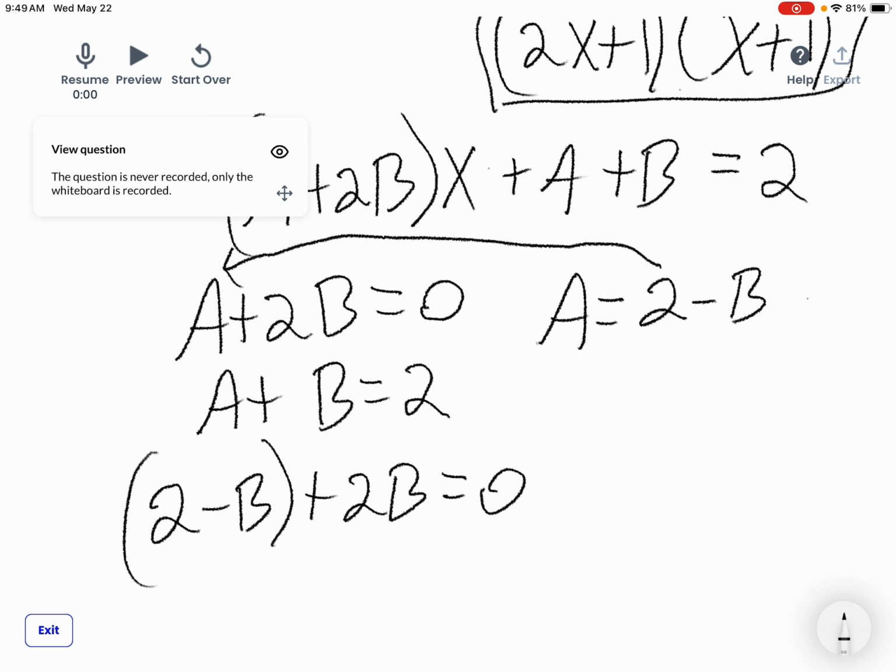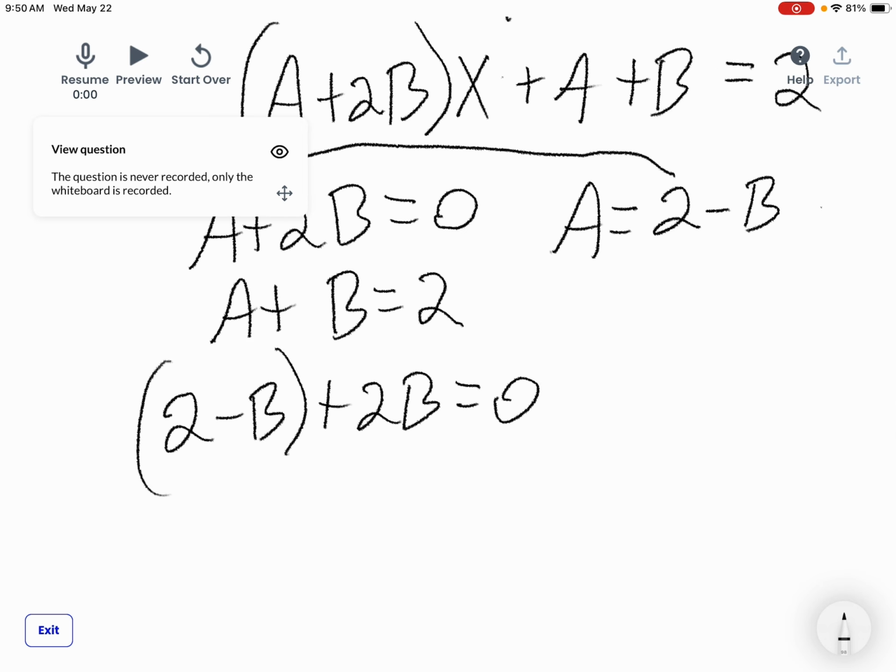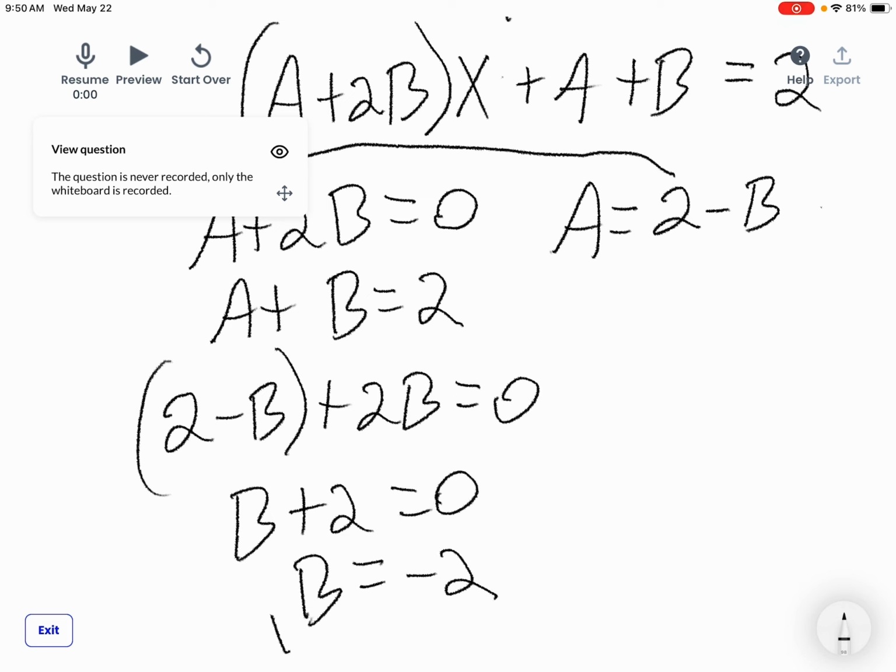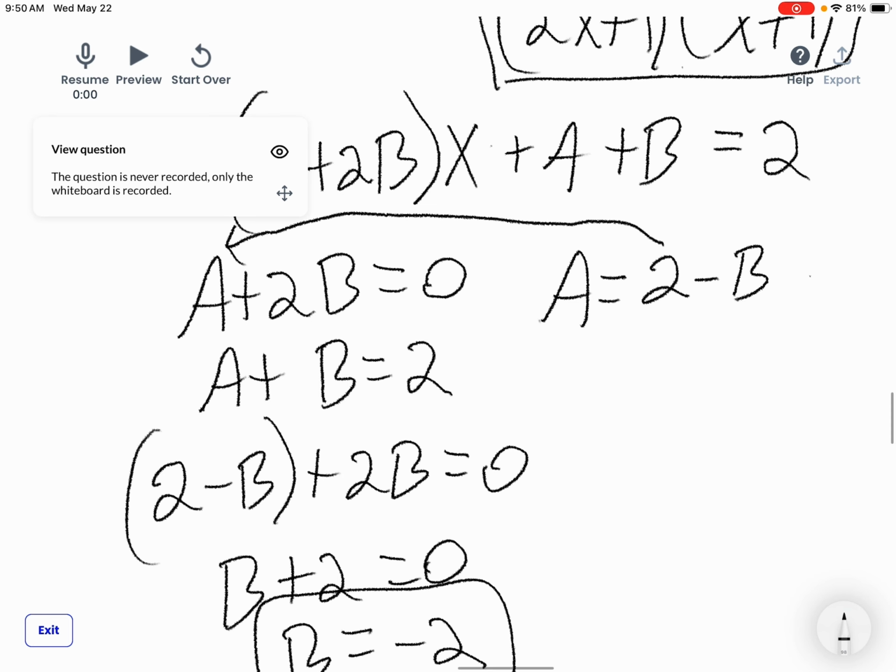The parentheses there aren't even needed. We can go ahead and combine negative b plus 2b, which is b, so we get b plus 2 is equal to 0, and then subtract 2, getting that b is equal to negative 2. So b is equal to negative 2, and then we can just plug that in here.